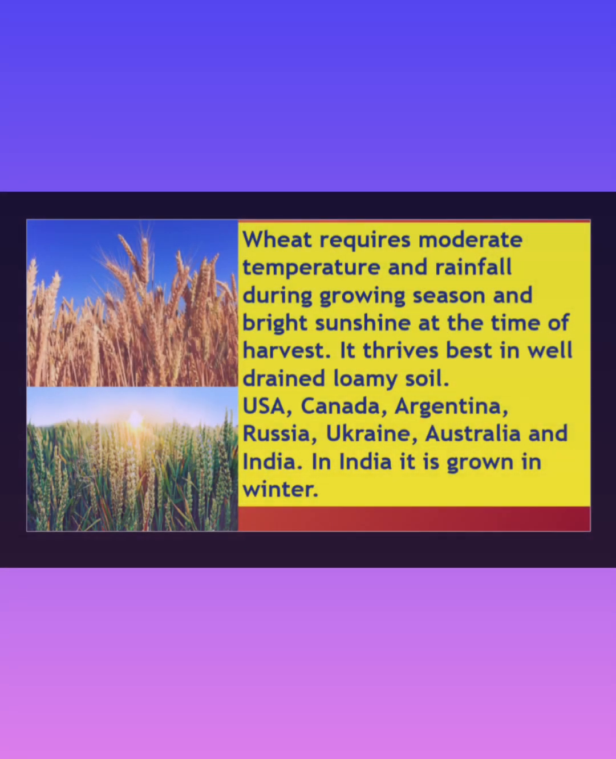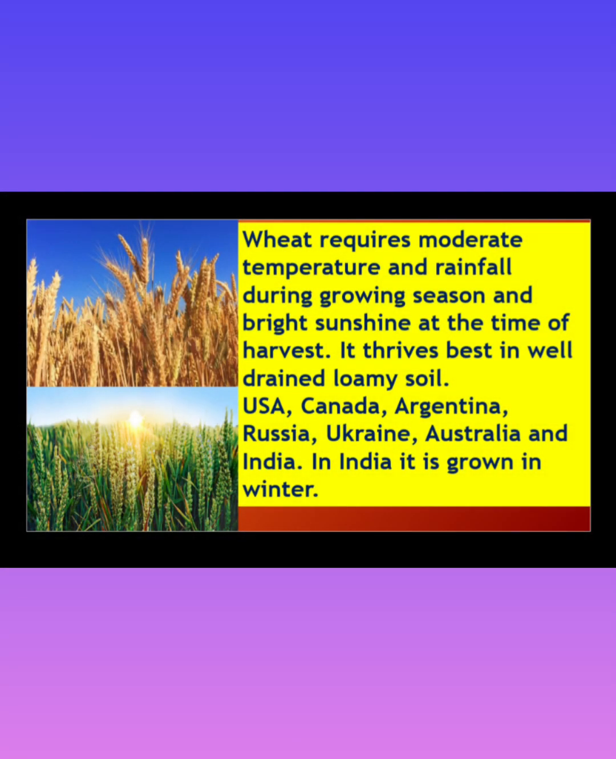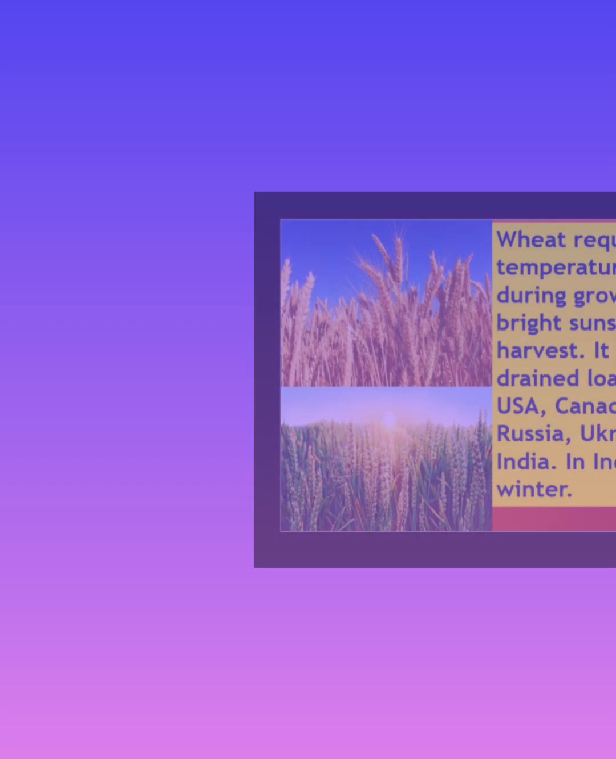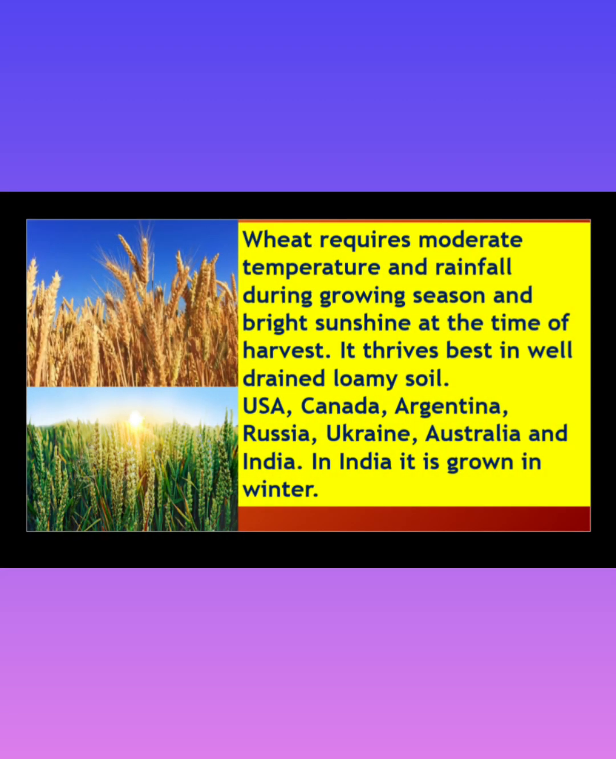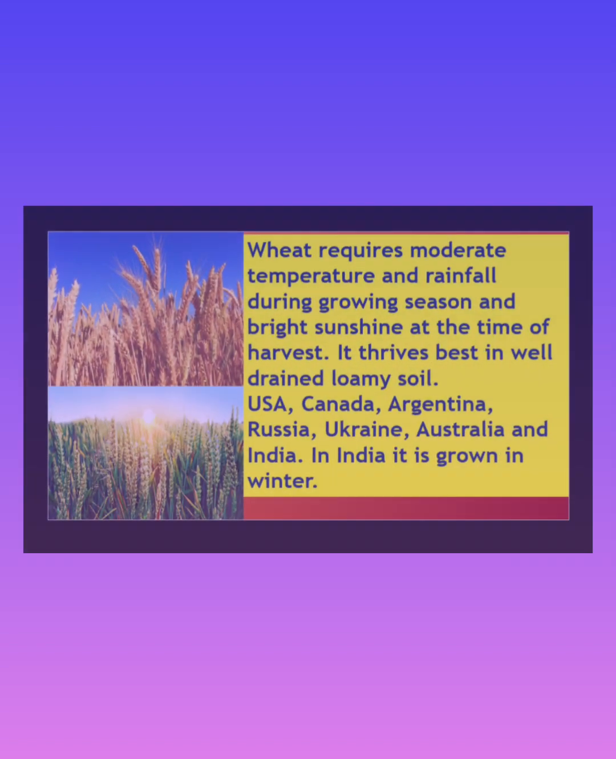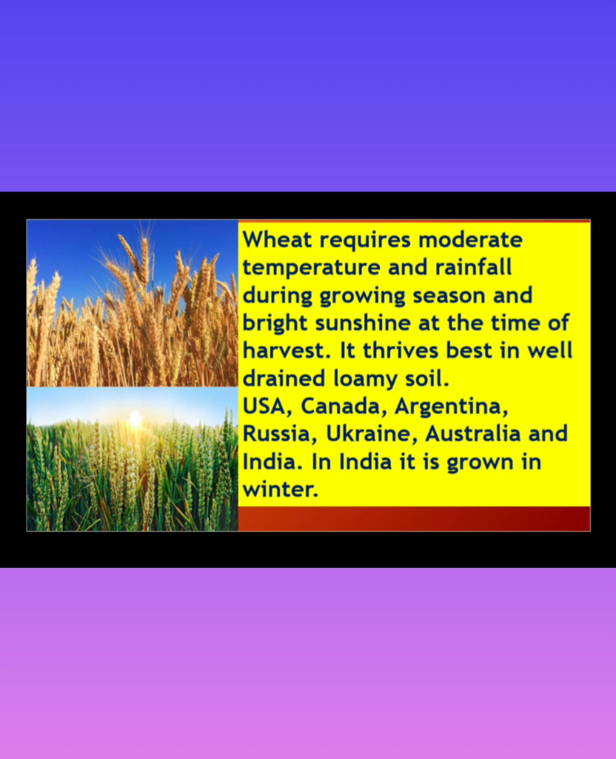Wheat. It requires moderate temperature and rainfall during the growing season and bright sunshine at the time of harvest. Wheat is grown extensively in USA, Canada, Argentina, Russia, Ukraine, Australia, and India.